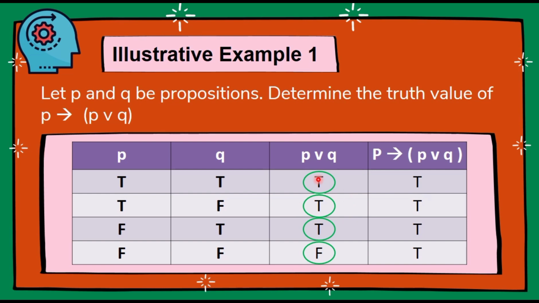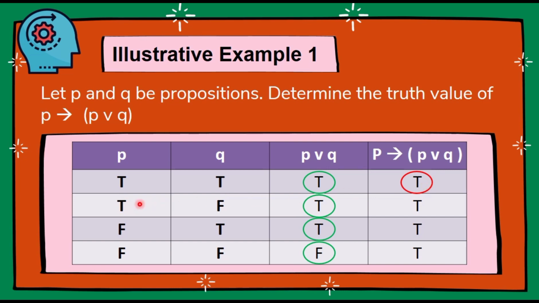So we have the value of P, Q, and P or Q. So the only thing that we need to solve is the P implies P or Q. So how will we solve this proposition? We need the value of P, which is this, and the value of P or Q, which is this. And look at this. This is a conditional proposition. So applying the rule, P, true implies true, it is true.